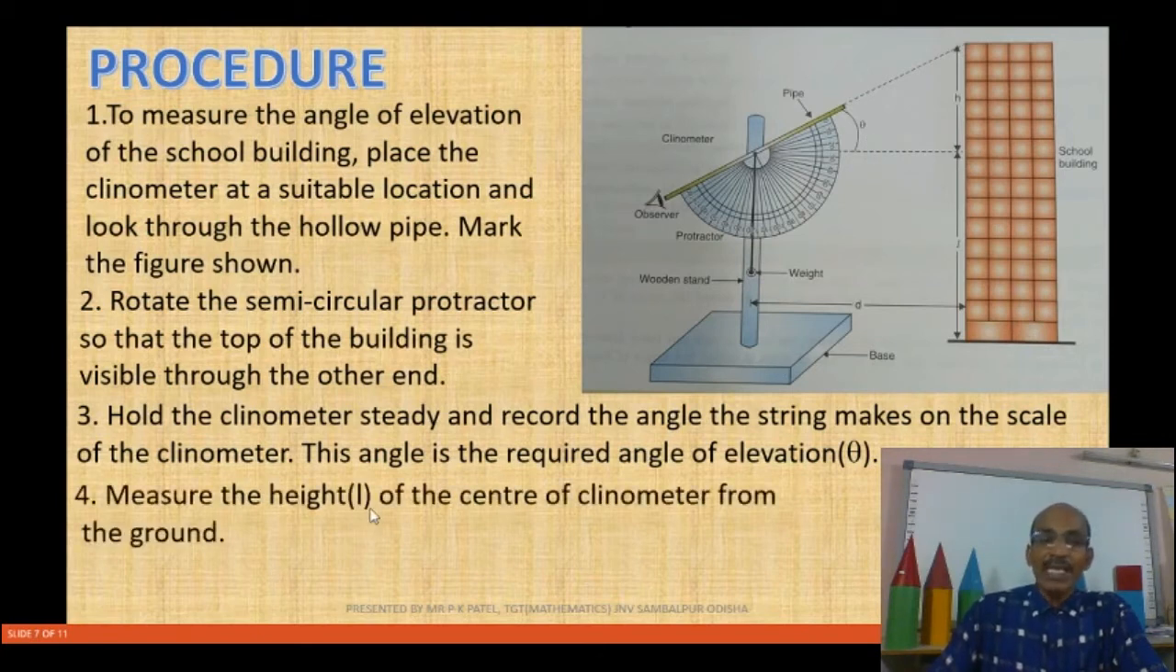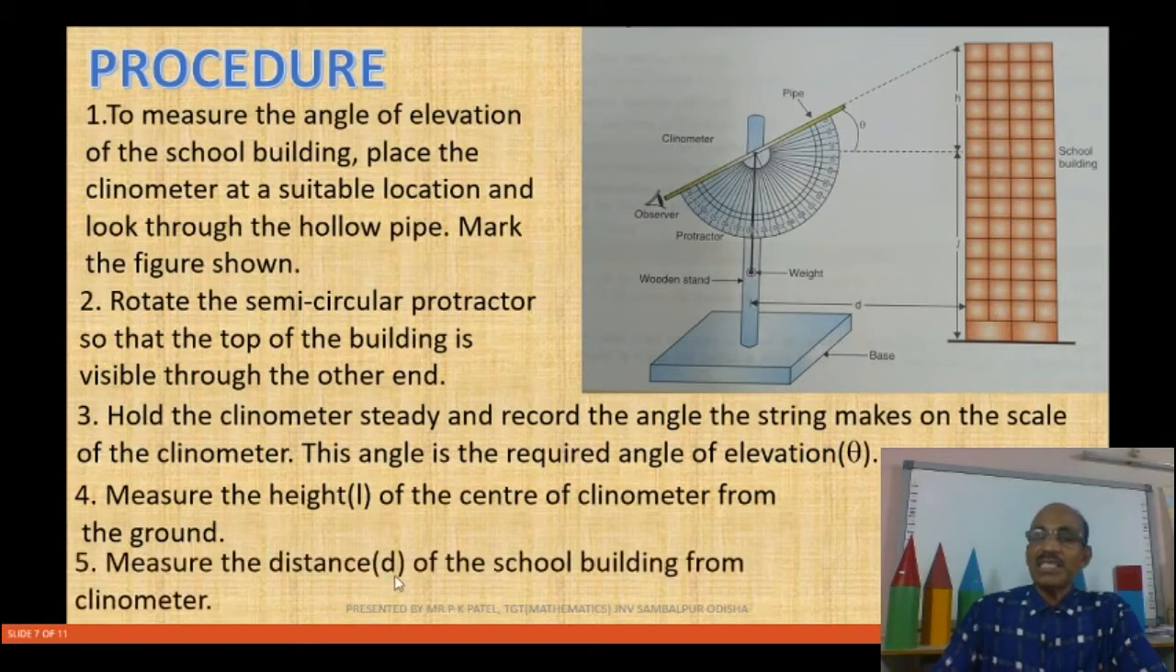Measure the height L of the center of the clinometer from the ground. ये जो clinometer देखो, यहाँ इसका center ये है, ये center ground level से कितना height में है. This is denoted here by the symbol L, that is, the height of the center of the clinometer from the ground.